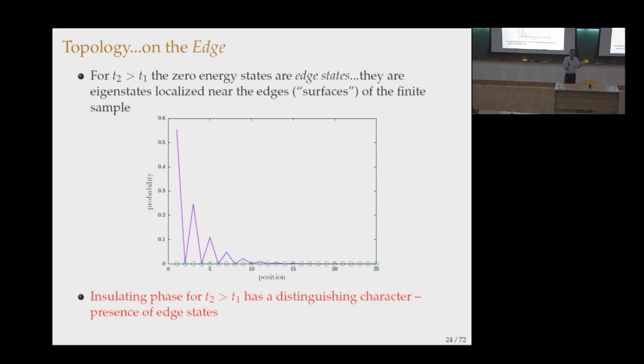So what am I showing you? I'm showing you that if I am in the situation where T2 by T1 is greater than 1, and I cut a finite chain in an appropriate way and make a finite chain out of it, then you will see that it has an edge state. An edge state in a regime of energy which is forbidden by band theory.